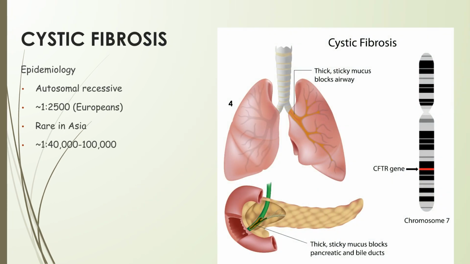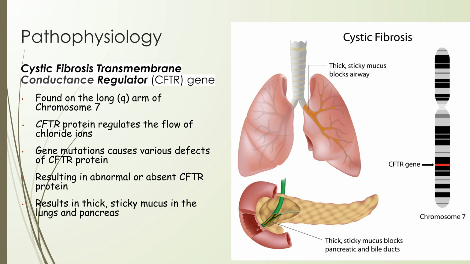It is relatively common in Europeans and rare in Asia. The pathophysiology involves the cystic fibrosis transmembrane conductance regulator, or CFTR, gene on chromosome 7. Mutations in this gene lead to abnormal or absent CFTR protein, resulting in thick, sticky mucus in the lungs and pancreas.